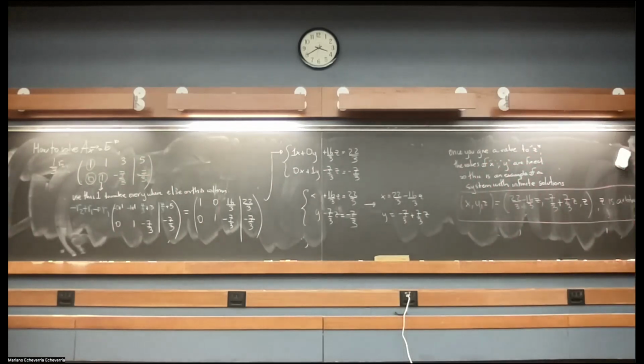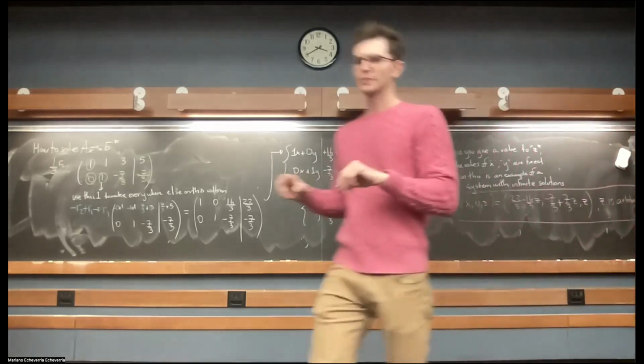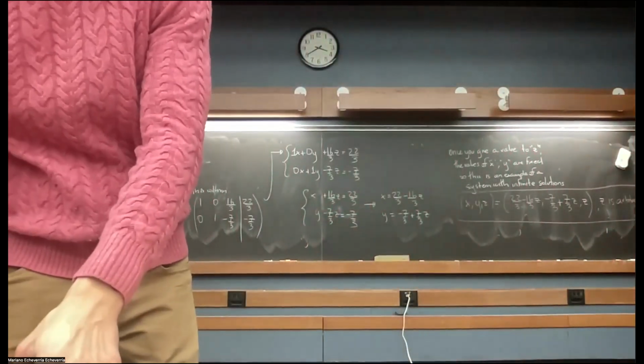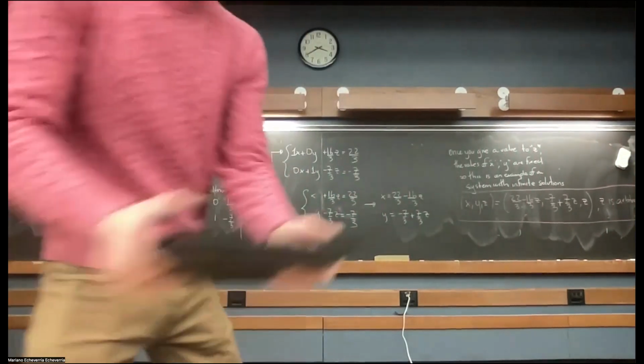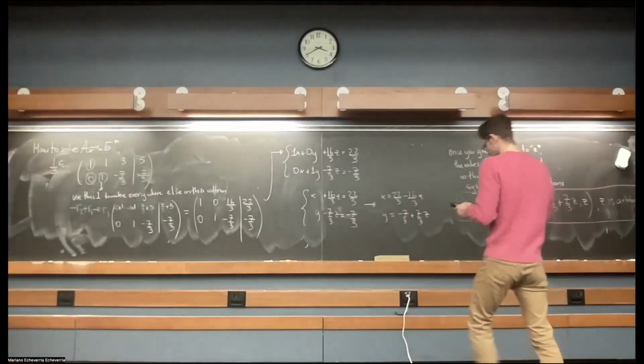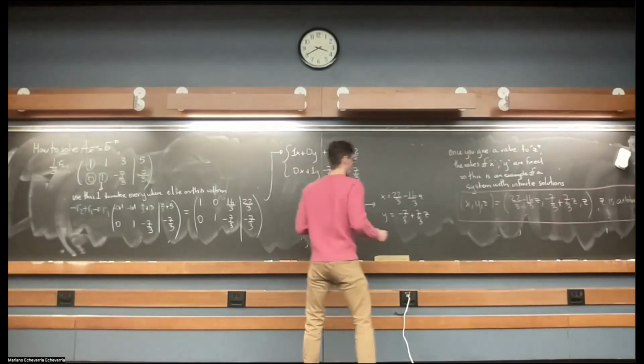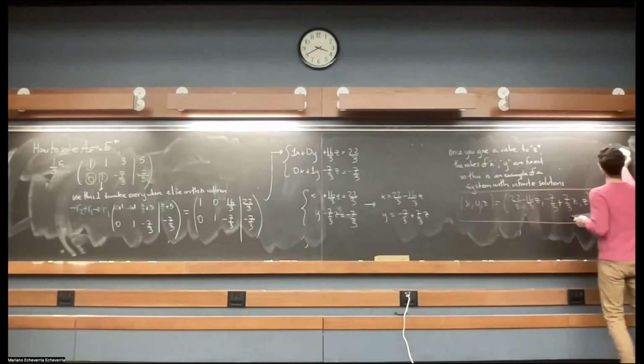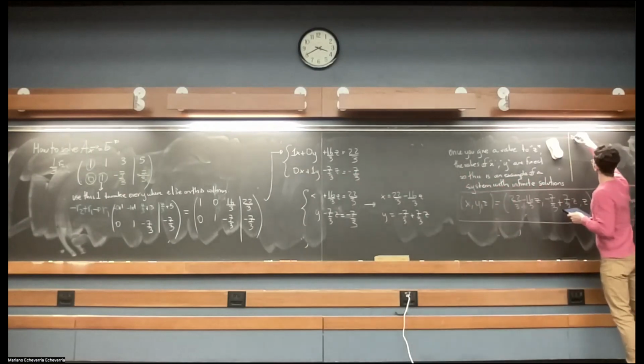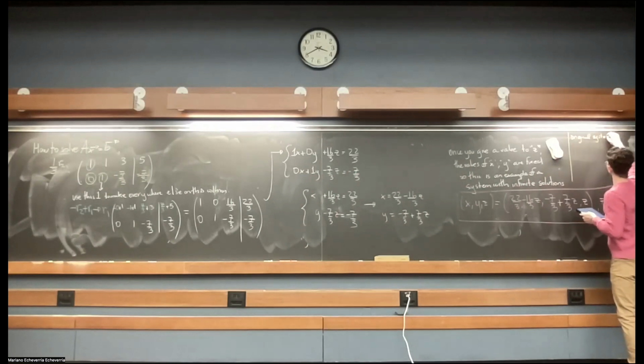And remember the original system, if you want to see it. Let me write it next to this one. The original system was 2x plus 5y minus z equals 3, and x plus y plus 3z equals 5.